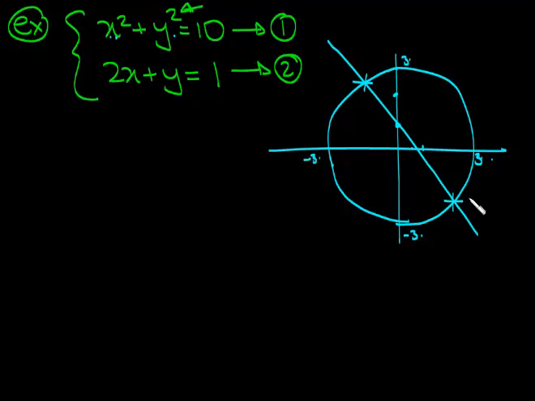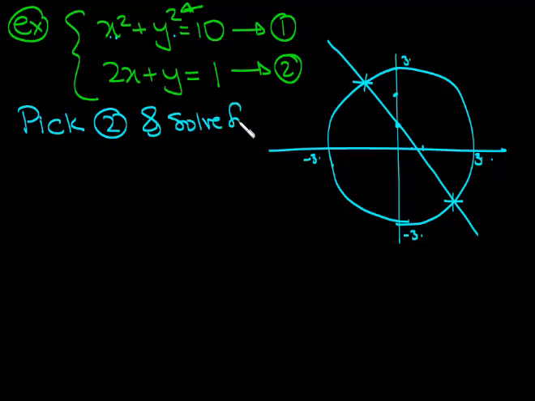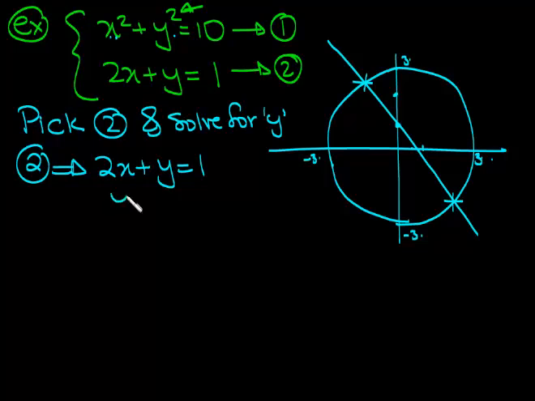Okay, so in this case, what do we do again? We pick one of the equations and solve for one of the variables. So in this case, I'm going to pick the second one this time. We always do substitution unless we have like term variables. Pick 2 and solve for y. So what is 2 then? We get 2x plus y is equal to 1, so we get y is equal to 1 minus 2x. I just moved the 2x to the right hand side to get that.